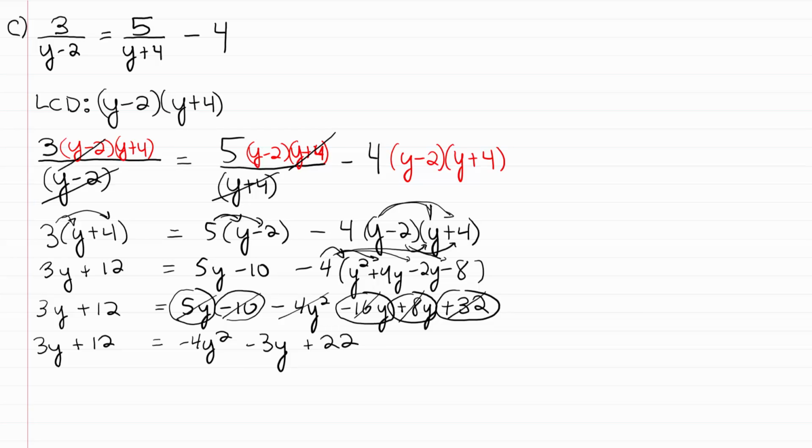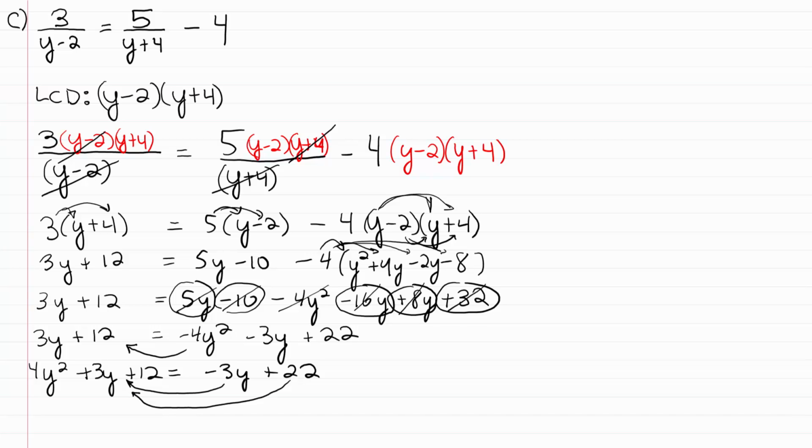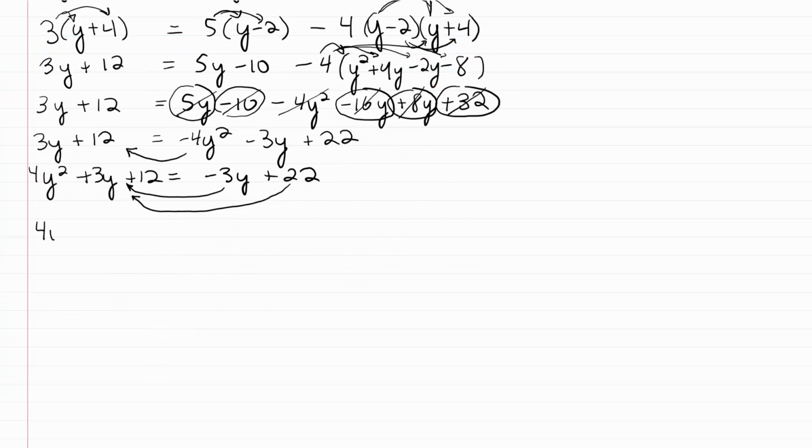Okay, now we have a quadratic equation because I can see that this term here is squared. So let's bring everything over to the left-hand side of the equation. So I'm going to bring over my negative 4y squared, and when I do that, it's going to become positive 4y squared. Then I'll have plus 3y plus 12 is equal to minus 3y plus 22. Now I'm going to bring over my negative 3y and over my positive 22. When I do that, I'll end up with 4y squared plus 3y minus 22 plus 12. And all of that will be equal to 0.